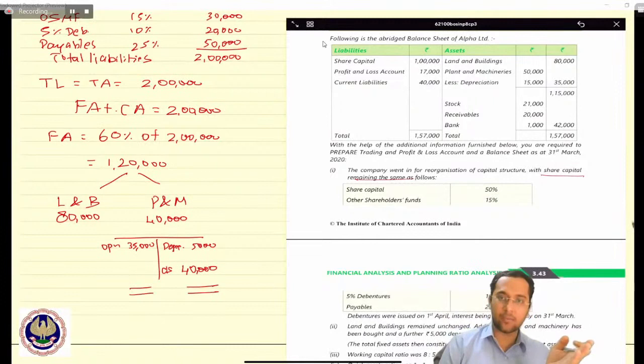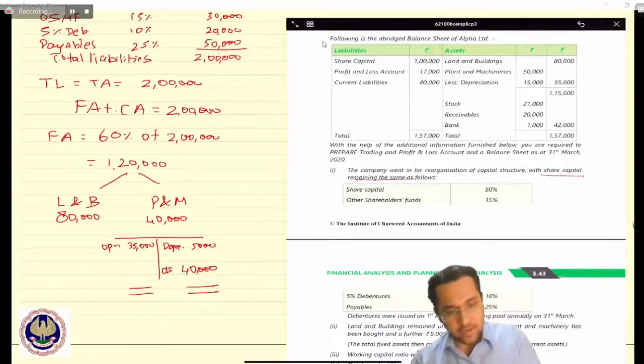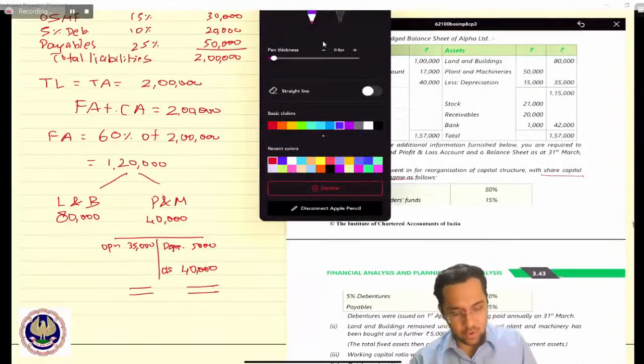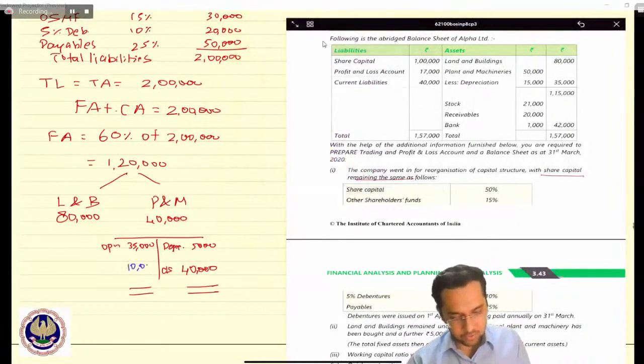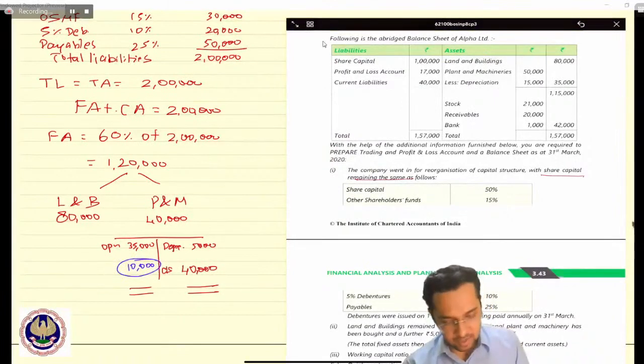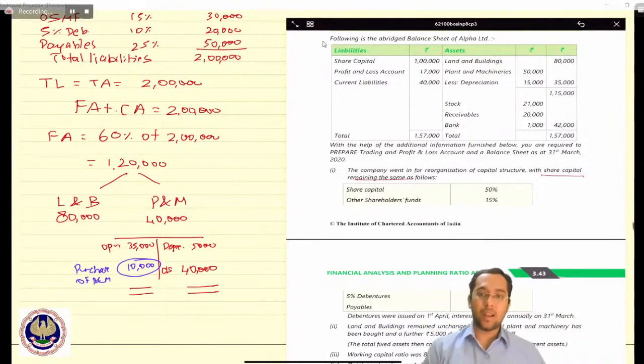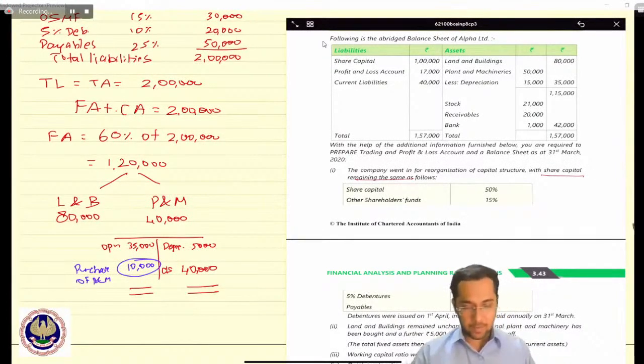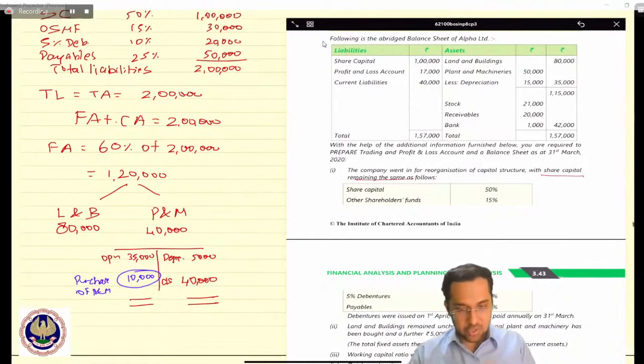On the other side we have 45,000, on this side we have 35,000. So there is a difference of 10,000. What is this difference? This difference is nothing but purchases. Purchase of plant and machinery, a new plant and machinery that we have purchased, or addition to our plant and machinery. Okay, great. So this is one thing.